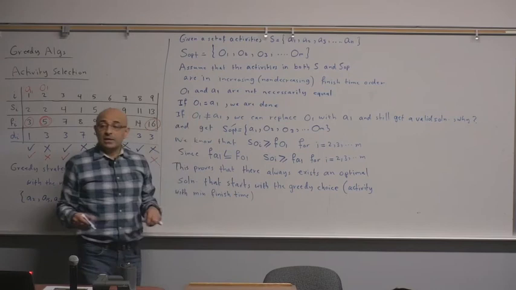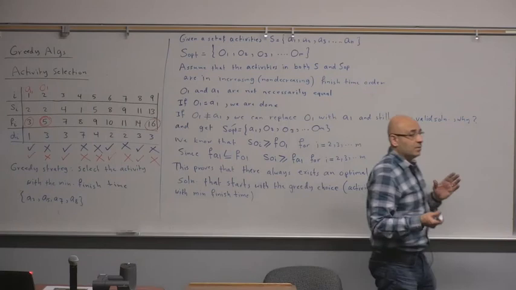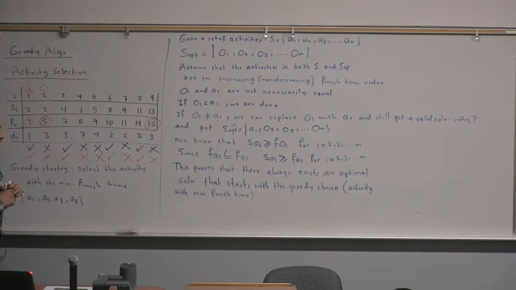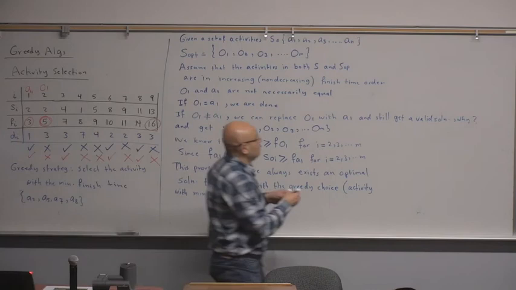So we have proven that there always exists a solution that starts with the activity with the minimum finish time. If you give me an optimal solution that does not start with the activity with the minimum finish time, I'm going to replace it with one that starts with the activity with minimum finish time. So this proves what we call the greedy choice property.